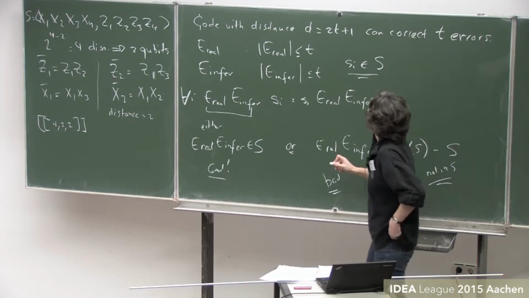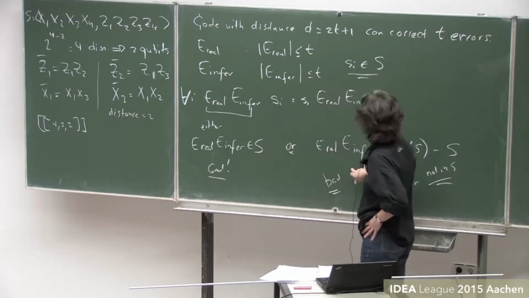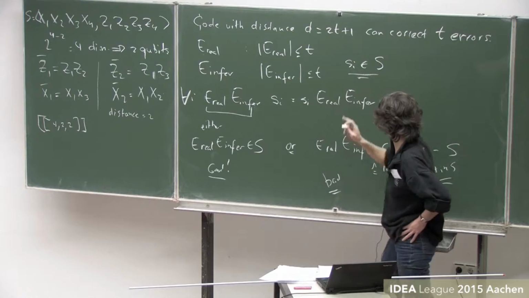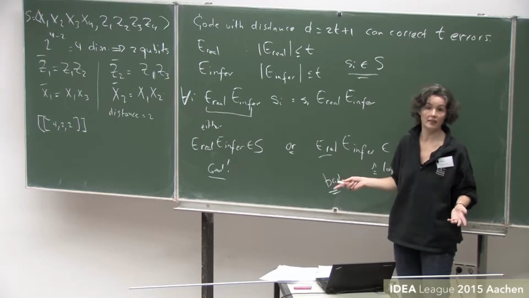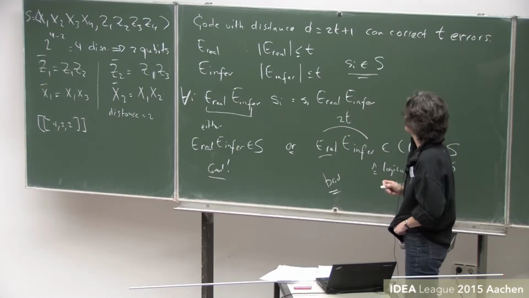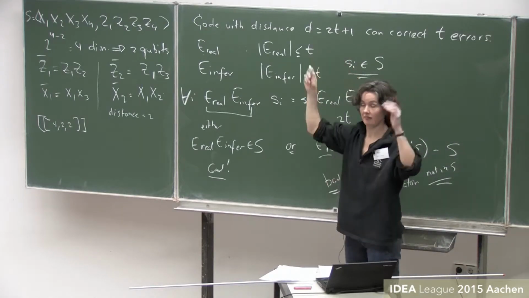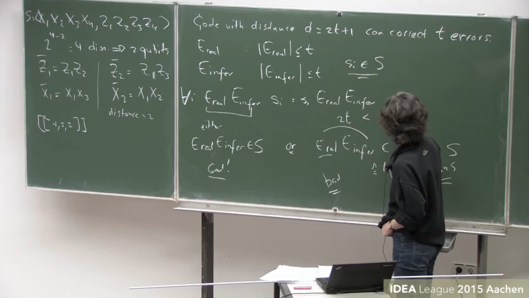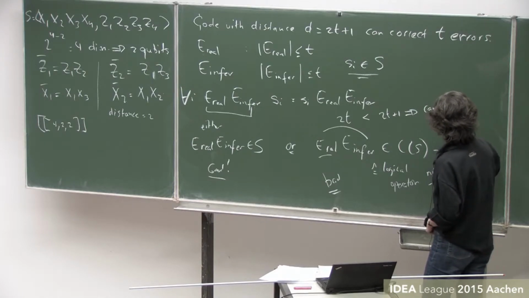Because I've assumed something about E real and E infer, I have to now see whether this case actually happens. Well, my code had distance d = 2t + 1. Now let's look at this. This is E real, which has weight at most t. This is E infer, which also has weight at most t. So the product has weight at most 2t, and any logical operator has weight at least 2t + 1. So this cannot be a logical operator.